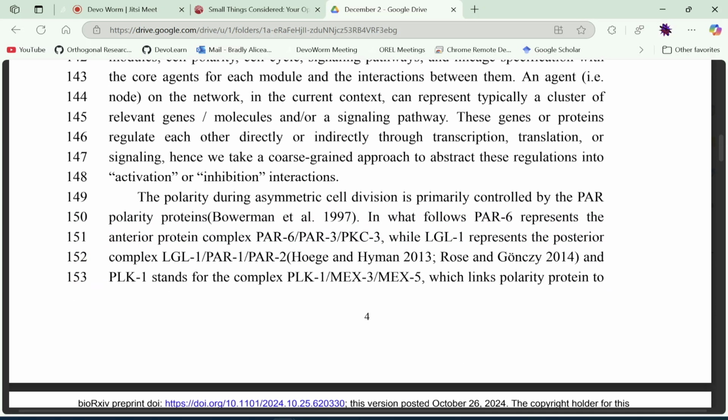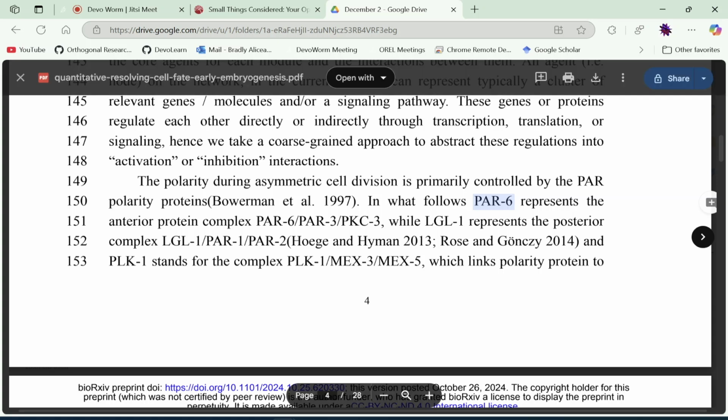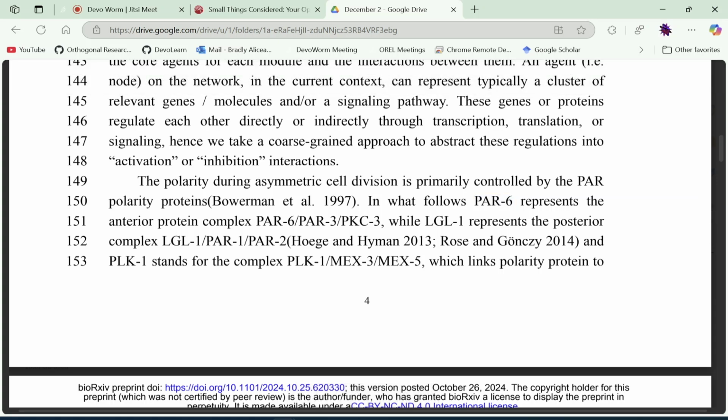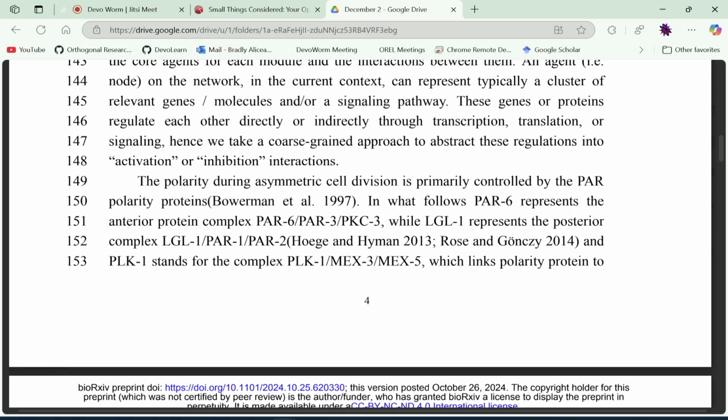Okay, so then they talk about the polarity during asymmetric cell division being controlled by the PAR polarity proteins. Then you can map that to different genes involved in that protein. So we have PAR6, which represents the anterior protein complex PAR6, PAR3, PKC3. LGL1 represents the posterior complex LGL1, PAR1, and PAR2. So you have this set of proteins that represent the anterior and posterior ends. You have PAR6 and LGL1, and those 2 genes represent this protein complex.